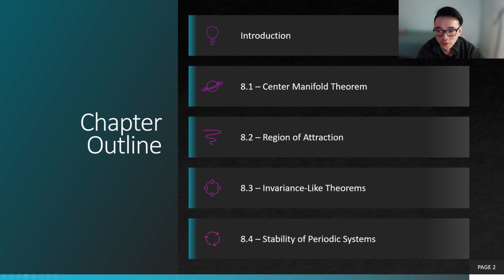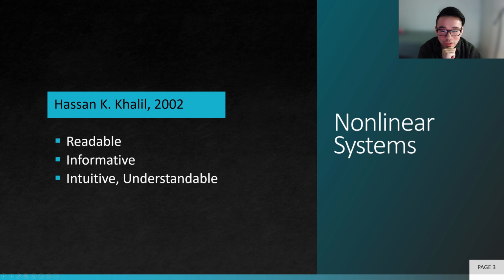So starting off, I'll just do a little outline here. We'll start with an introduction, going into the sections from the chapter, starting from center manifold theorem and going to stability of periodic systems. A little reason why I wanted to do this presentation: I thought the Nonlinear Systems book was very readable. It's nice, informative, and it provides a sort of intuitive basis for the proofs.